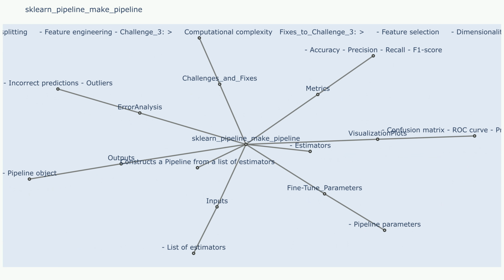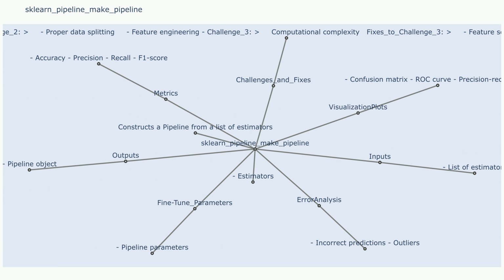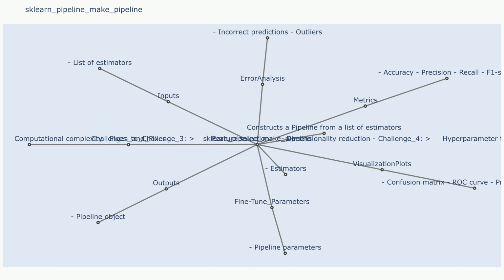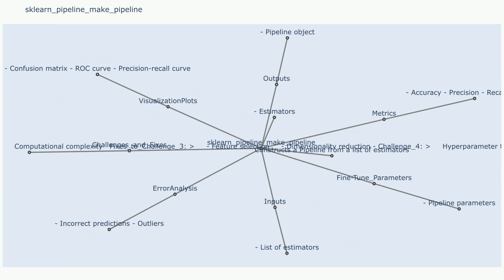Steps. Pipeline construction. make_pipeline automatically creates a pipeline object where the steps are defined by the order in which you pass the estimators. Data flow. When you fit the pipeline to data, it sequentially applies each estimator in the pipeline to the input data. The output of each estimator becomes the input for the next one.